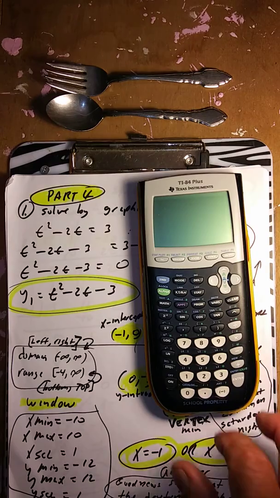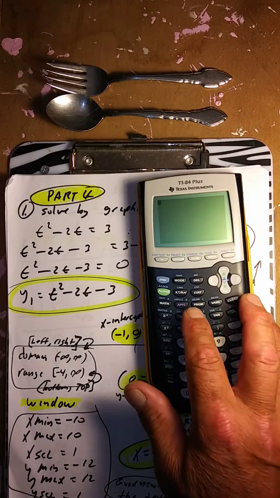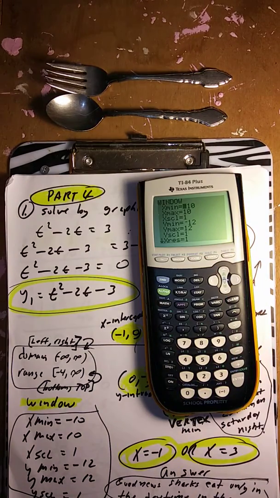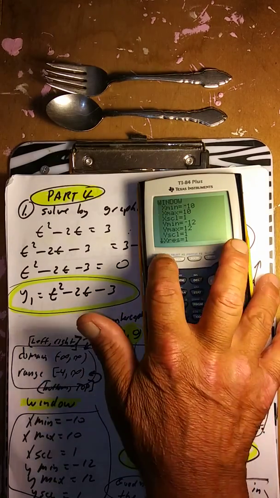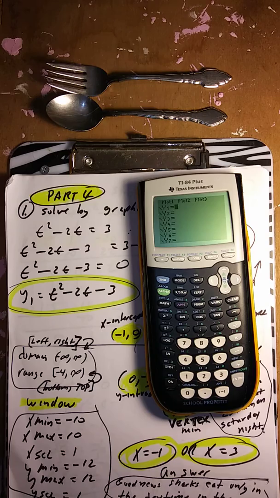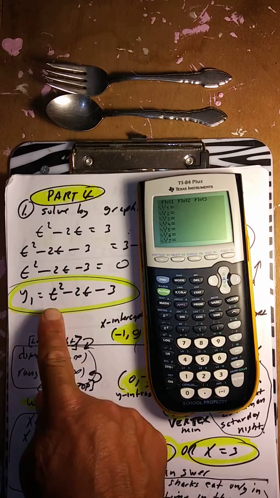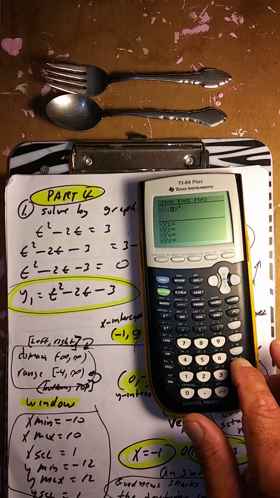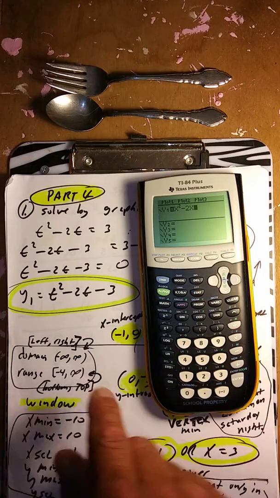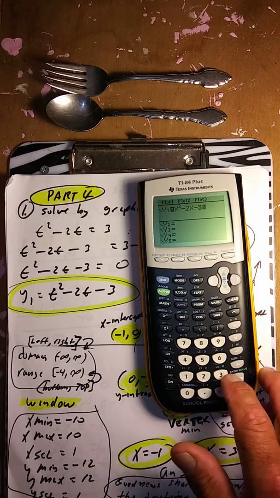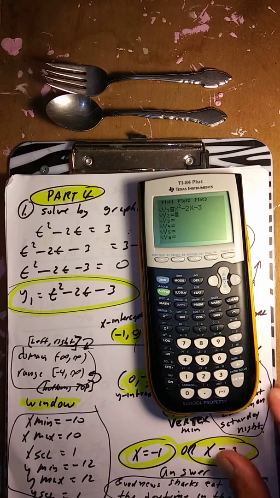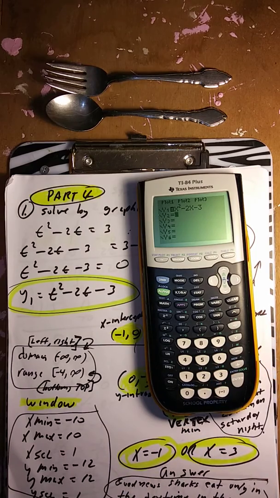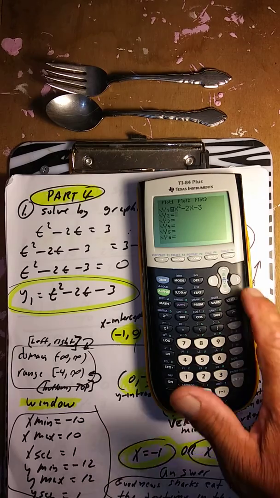Alright, let me start it. So Windows first. Make sure my windows are set to negative 10, 10, negative 12, 12, that's fine. Y equals. So now we have the function. I'm going to use x. So x squared minus 2x minus 3. Is that ready? Yes. And then I hit graph.